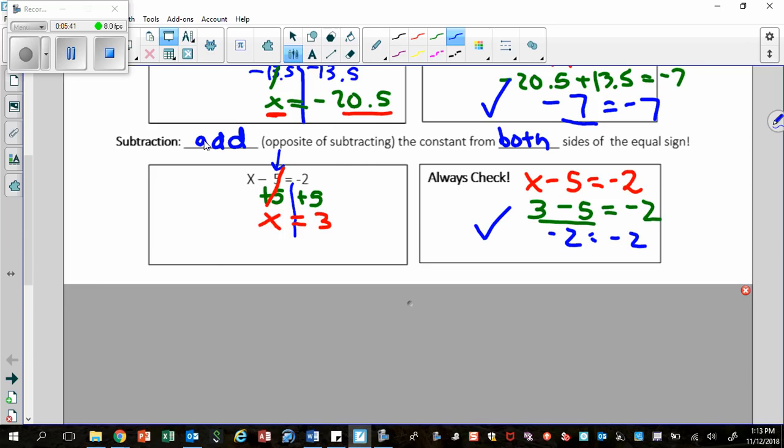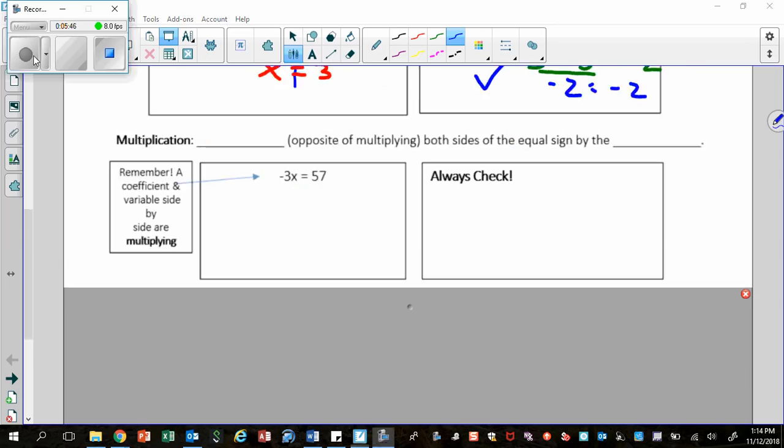If you need to pause or need any clarification, feel free to do so if I'm going too fast. All right, the next one would be multiplication. So remember, I wrote a little note to you here. A coefficient and a variable. Coefficient is the negative 3. Variable is the x. When they're right next to each other, what operation are they doing? They are multiplying. So negative 3 times x, they are multiplying. We just don't have to write the sign anymore. So the opposite of multiplication would be division. So in order to solve negative 3x equals 57, we're going to have to divide both sides of the equal sign by the coefficient.